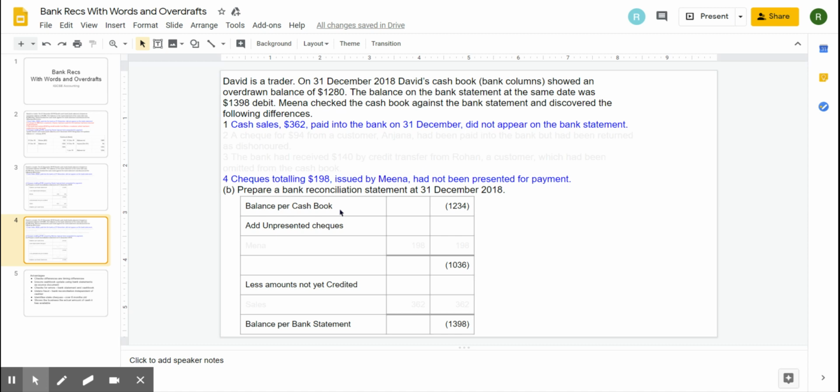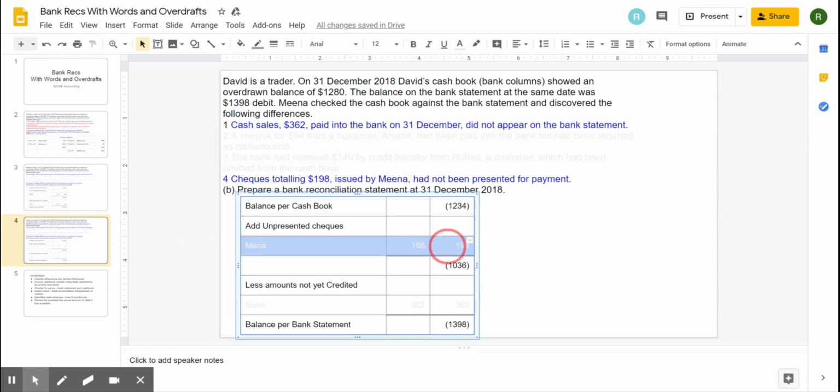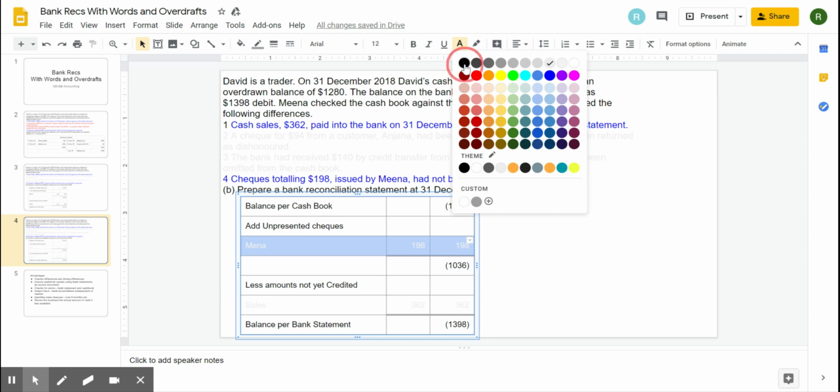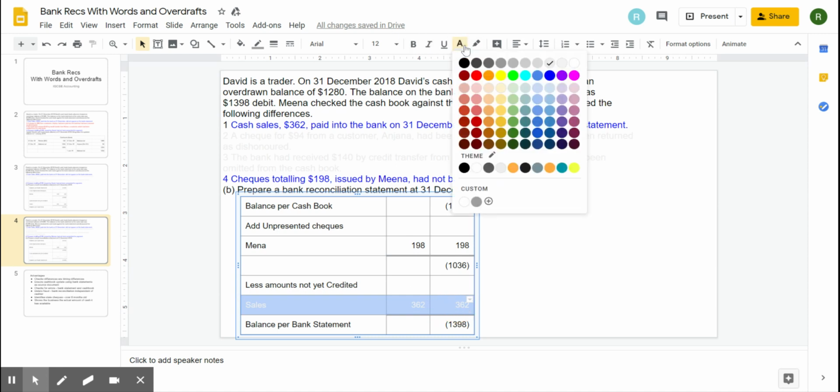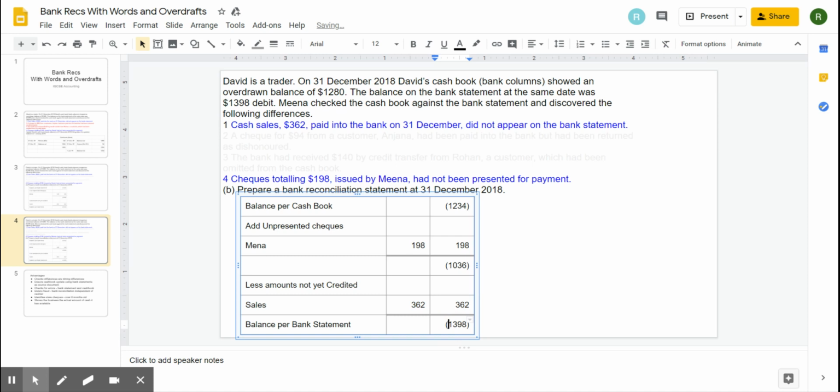Now, unfortunately, in an exam, you sometimes do have to start with the balance as per the cash book. Occasionally, they will give you a question where they don't tell you how much the overdraft was. If we're doing a balance as per the cash book, we just reverse these lesses and pluses that we've done starting off with the bank statement. So we need to add the unpresented checks, and we need to less the amounts not yet credited. Obviously, if we're just changing the order around, it's still going to give the same balancing figure.